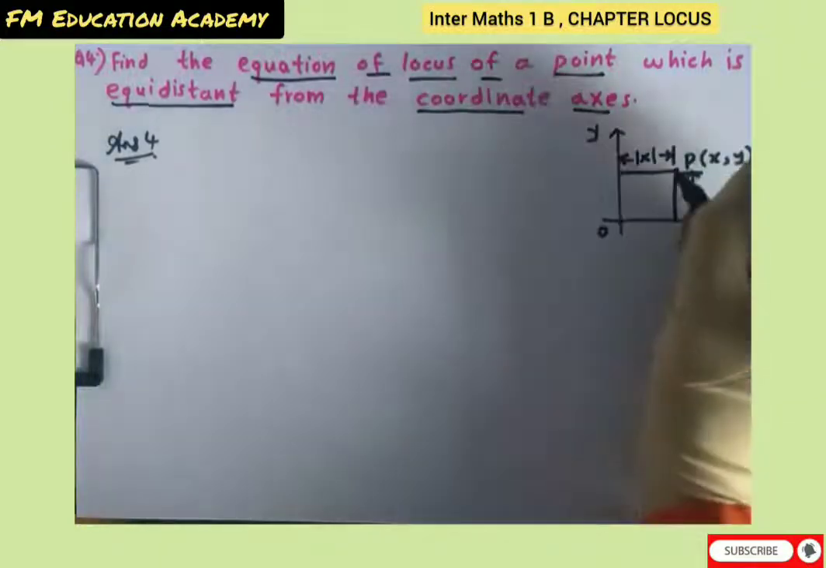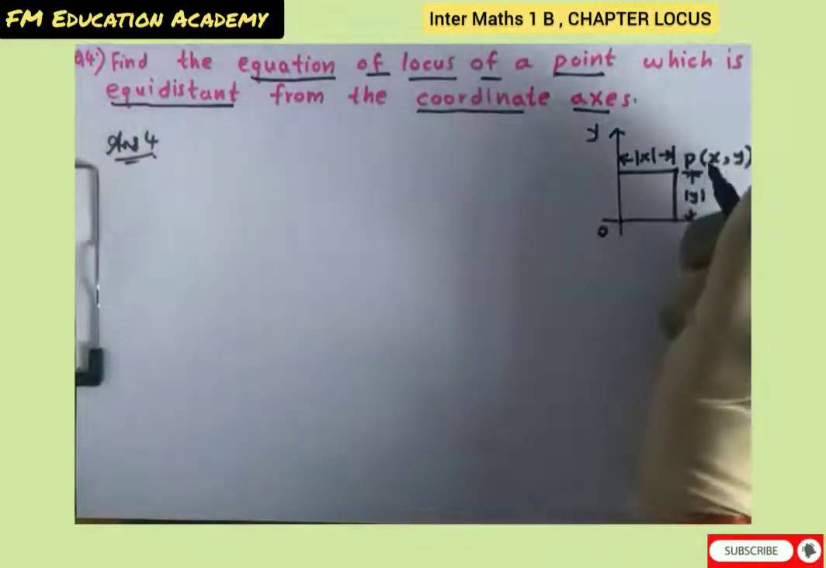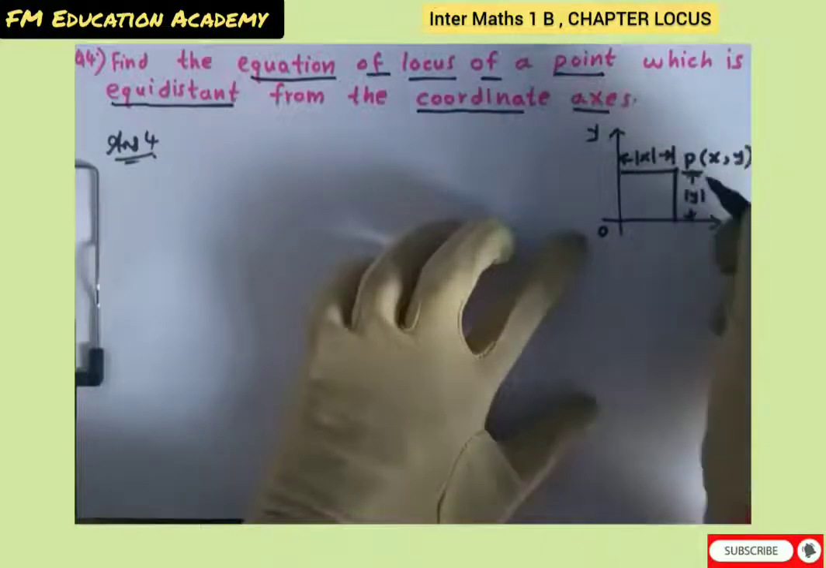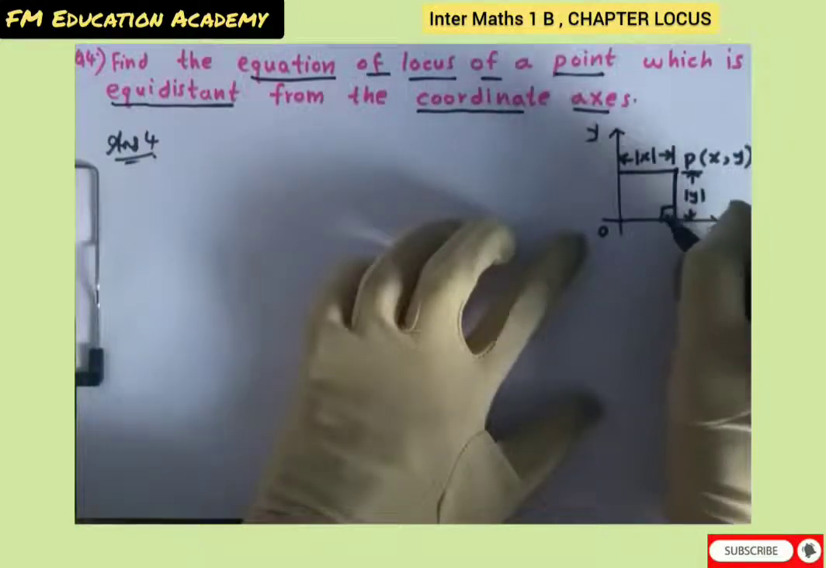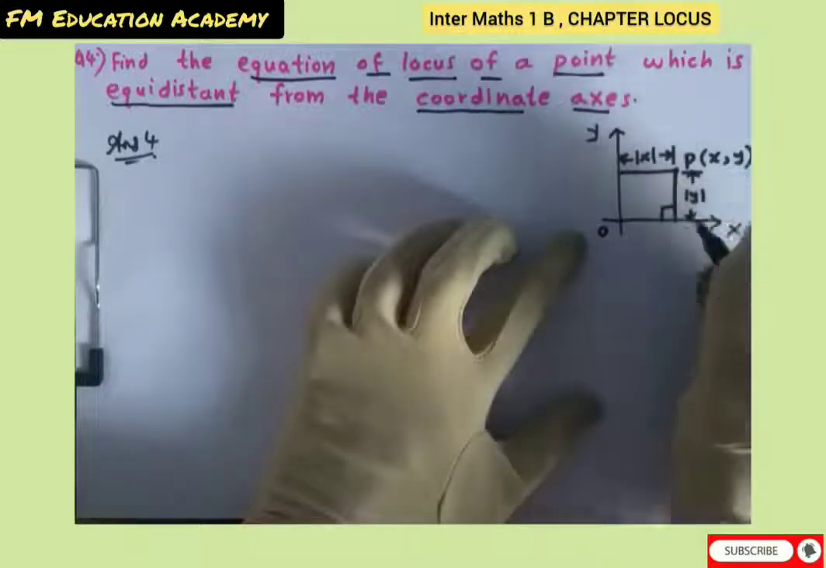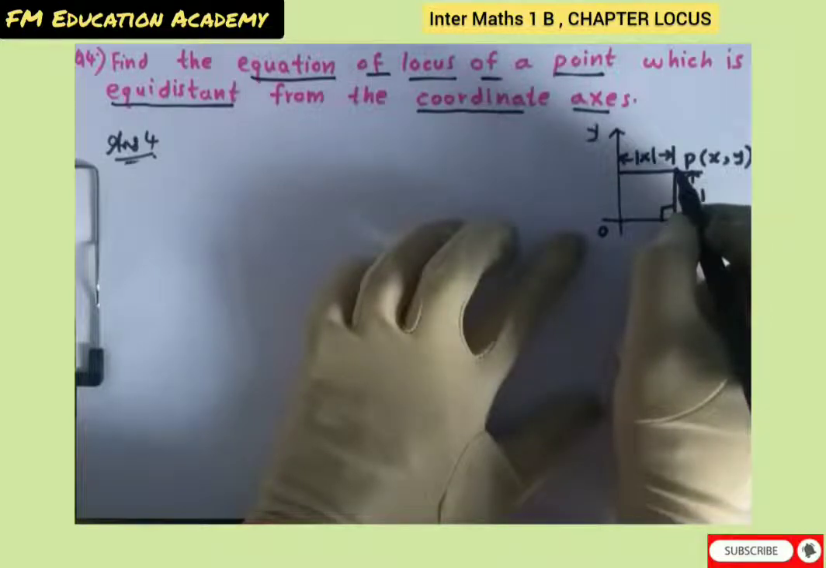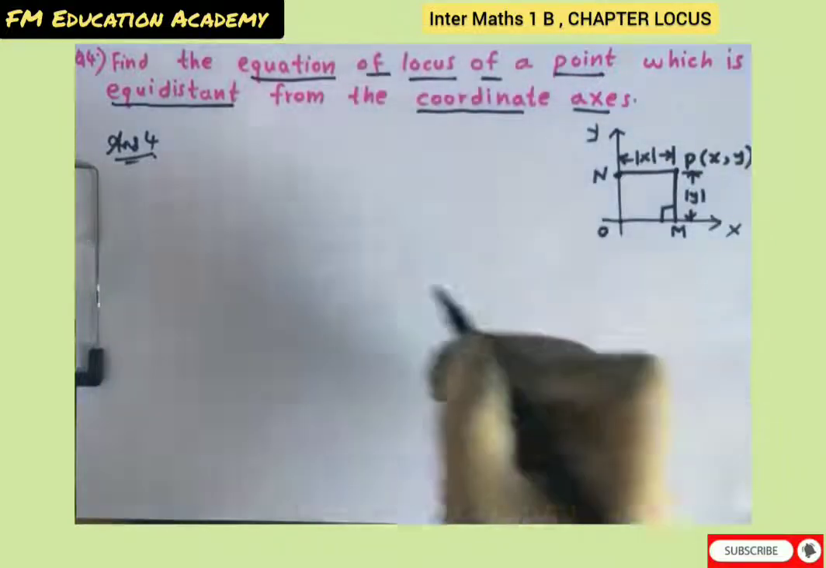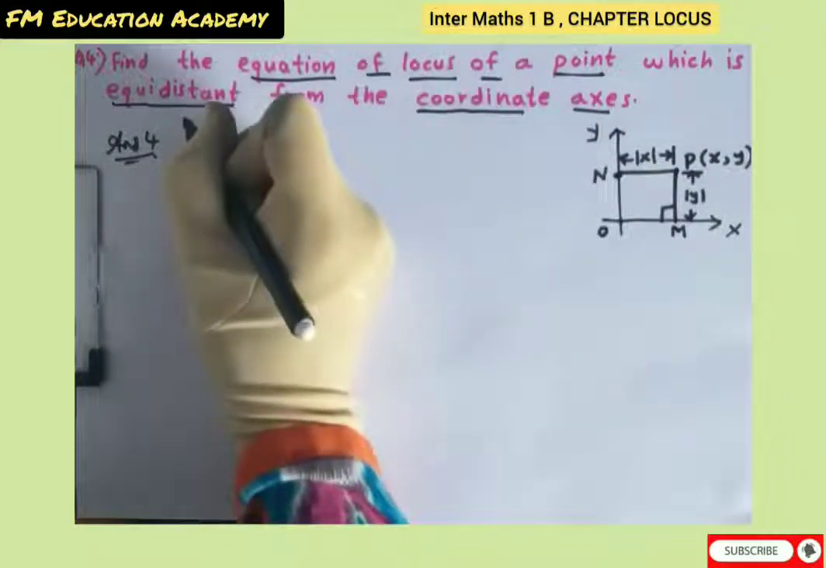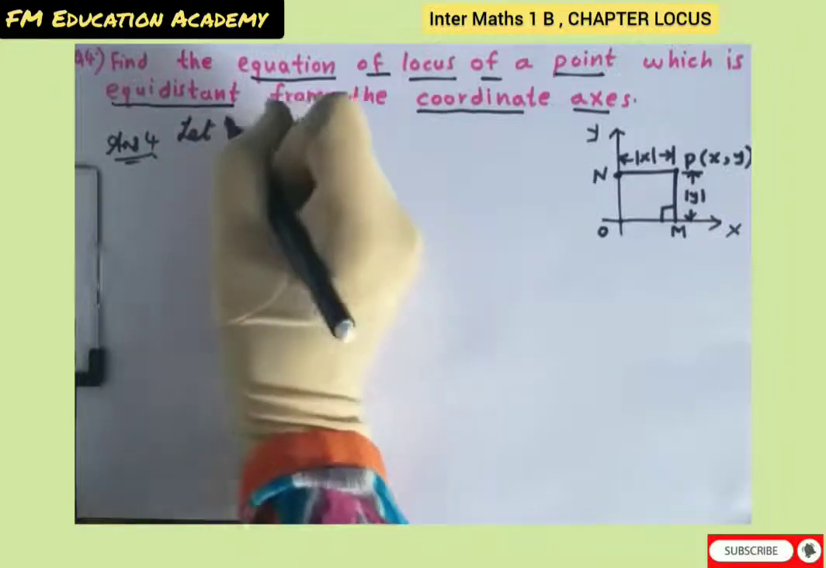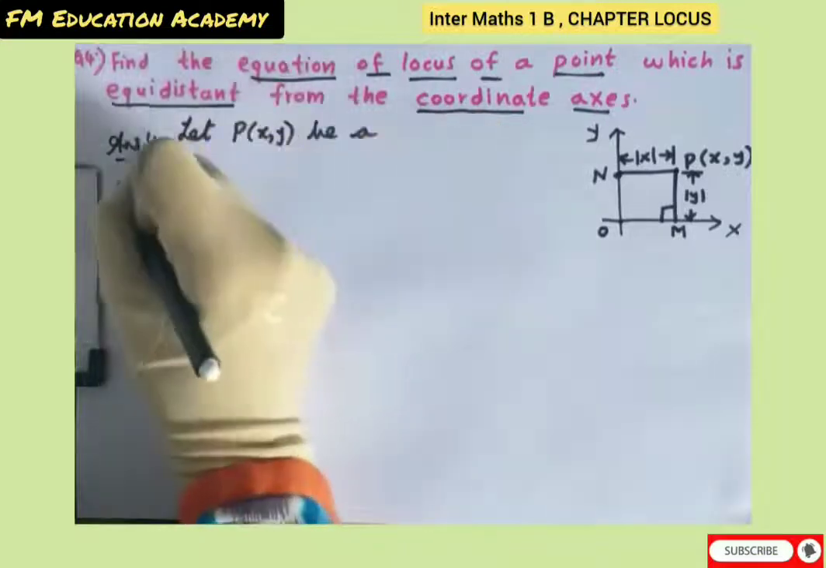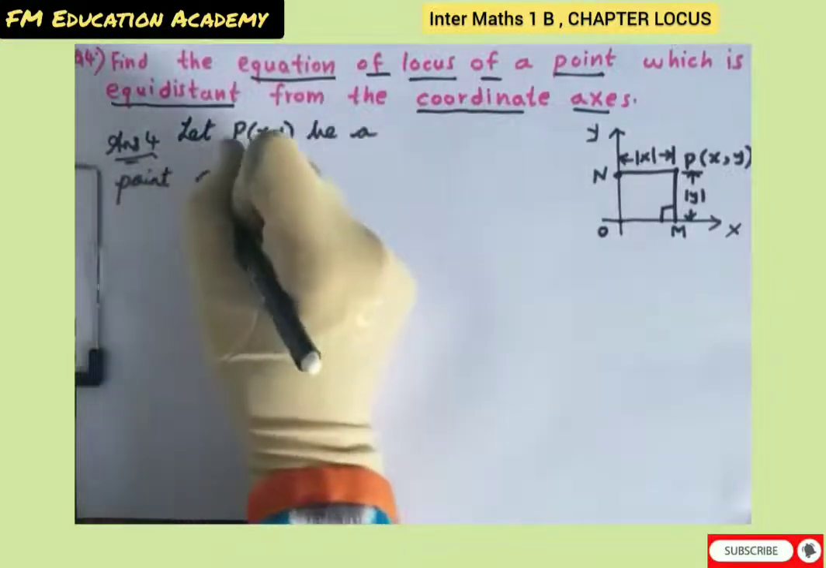So let us begin solving. Let us suppose that the perpendicular, that is the distance from P to the x-axis, meets the x-axis at a point M, and the perpendicular from P meets the y-axis at a point N. First we will write the usual steps. Let P(x, y) be a point on the locus.